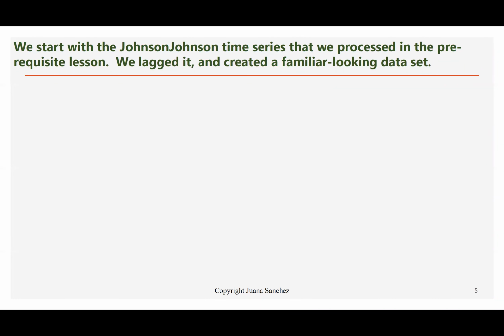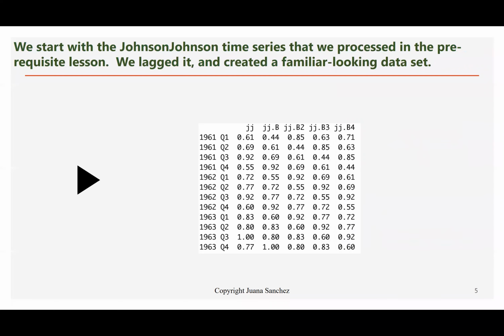So we're going to start now the lesson with the Johnson time series data that we used in the prerequisite lecture. And remember that we formed this new data set from just the JJ time series. The Johnson time series is quarterly data, and we put together this data set in the prerequisite lecture using just this time series. Second column is just the lagged at k equal 1.